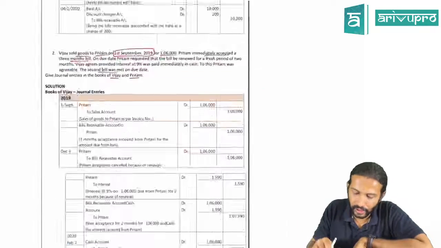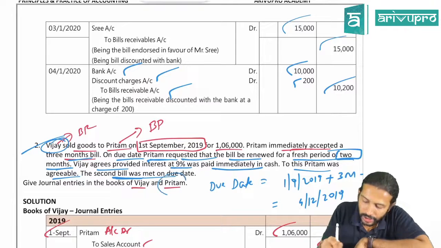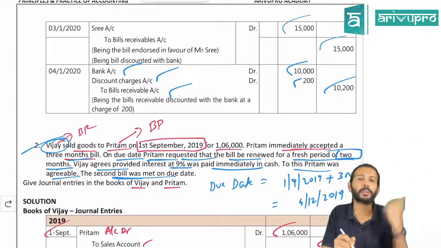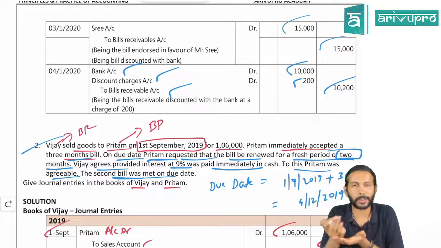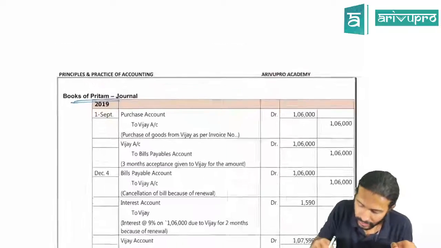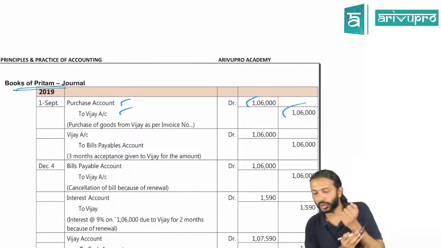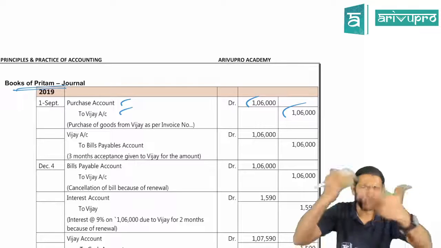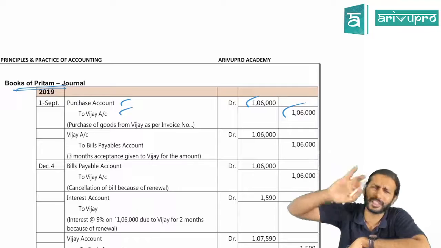Okay, we'll read the scenario again. Vijay sold goods to Preetham. Now you have to pass the journal entry in Preetham's books. Vijay has sold the goods, so Preetham has purchased the goods. For Preetham, the journal entry will be purchase account debit to Vijay 1,06,000. The amount will be the same. Instead of sale, it will become purchase. Instead of bills receivable, it will become bills payable.